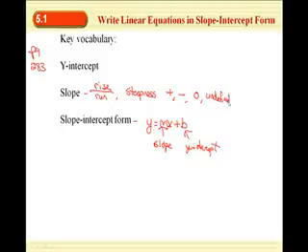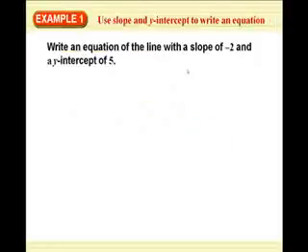Okay, y-intercept is quite simply where the line crosses the y-axis. So none of that should be new to you. That should all be pretty familiar. So let's go to example 1. Write an equation of the line with the slope of -2 and a y-intercept of 5.